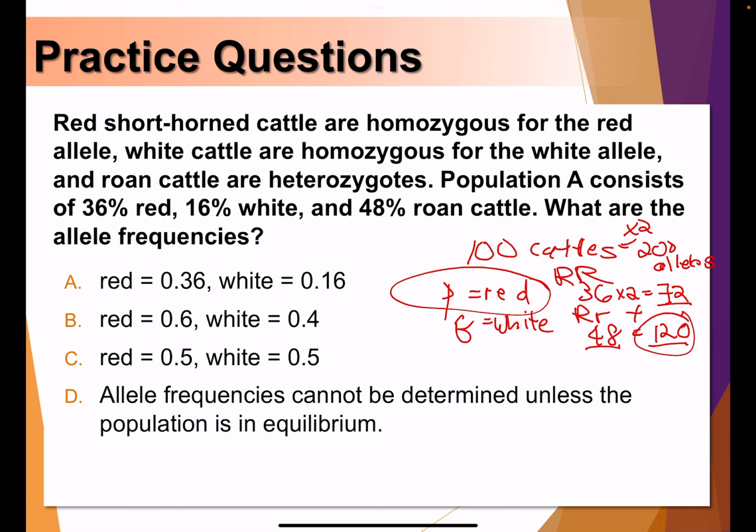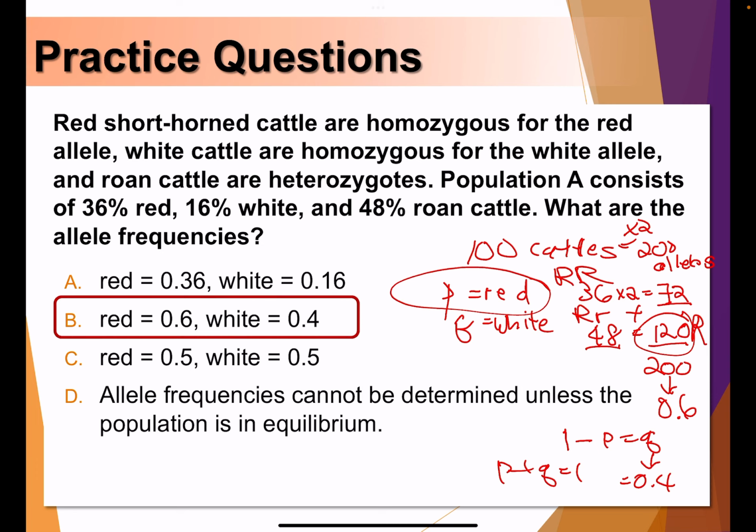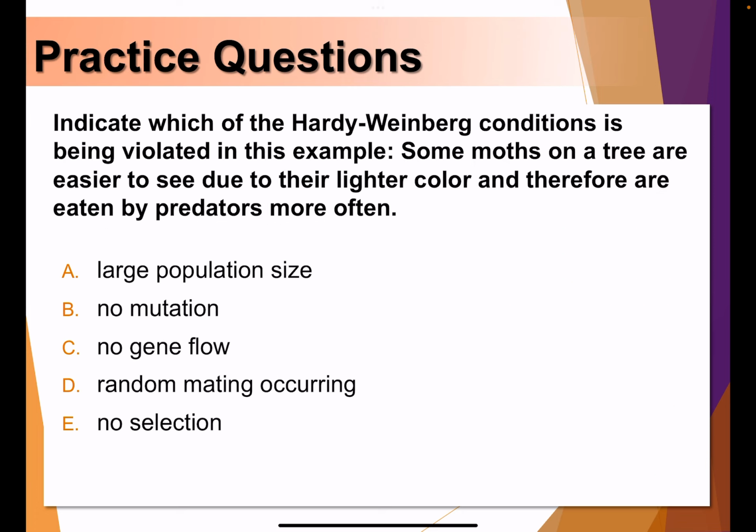Okay, so 120 of the alleles will be big R in this situation, divided by 200 total alleles. That will give you 0.6 as your allele frequency for red. And then we know that 1 minus P is equal to Q because P plus Q should equal 1. So Q should equal 0.4. Okay, so that's why the answer is red is 0.6, white is 0.4 in their allele frequencies.